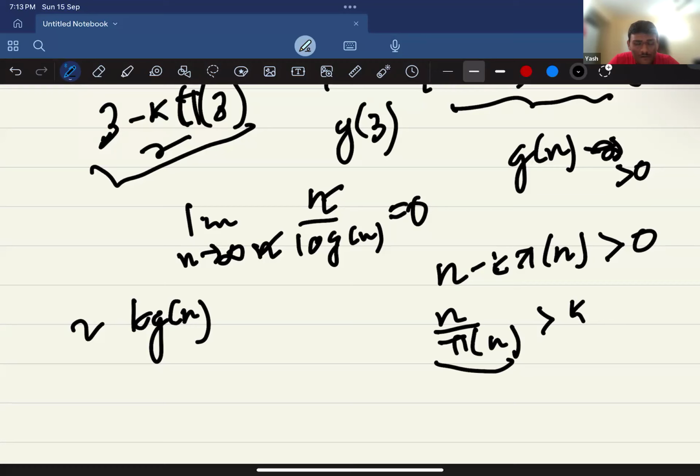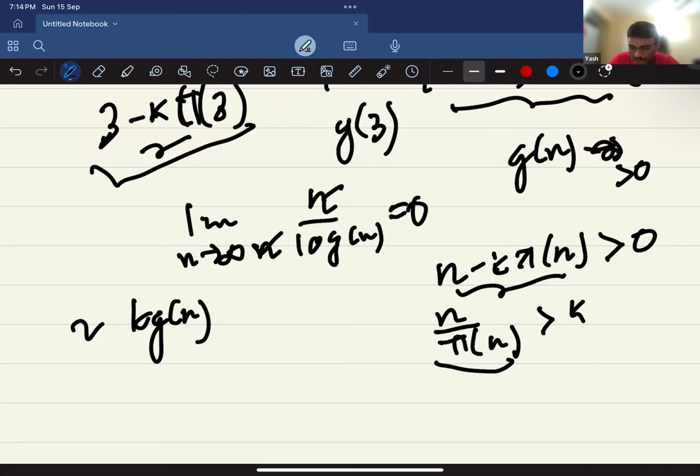You know that log n is unbounded. By unbounded, I mean that log n takes arbitrarily large values if I increase my n. Do you agree with that? So you see that this is eventually positive. As I make n large, this becomes positive if I start with a fixed k.